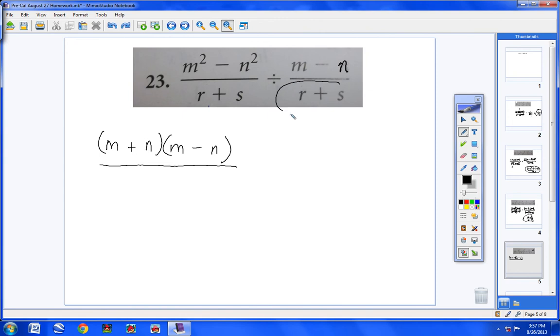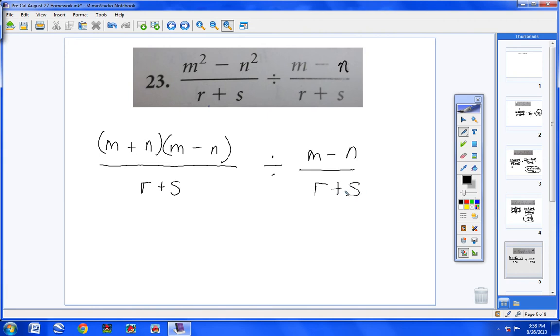There's nothing common I can factor out. It's just like this one over here, and I don't know the square root or the cube root of those two terms, so there's nothing I can do. So really, I'm just going to bring down my r plus s, and I'm going to bring down my division sign, and I'm going to bring down my m minus n, and then my r plus s. I've done all the factoring I can do.